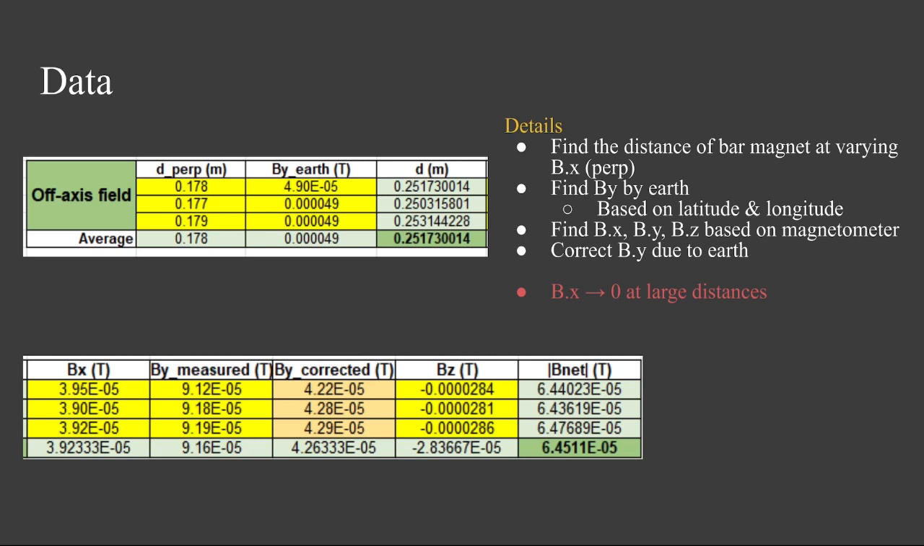In this data, we measured the perpendicular distances of the bar magnet at varying magnetic fields. We also found By due to Earth, based on the latitude and longitude of my location. Finally, we corrected By due to Earth. One thing we noticed in this data is that Bx approaches 0 at large distances.